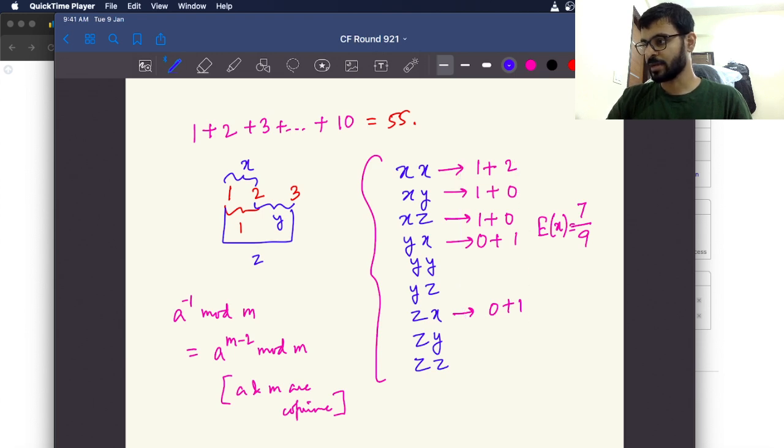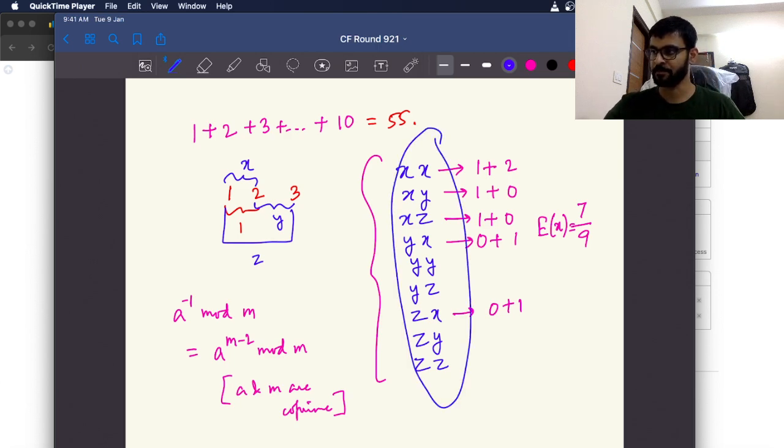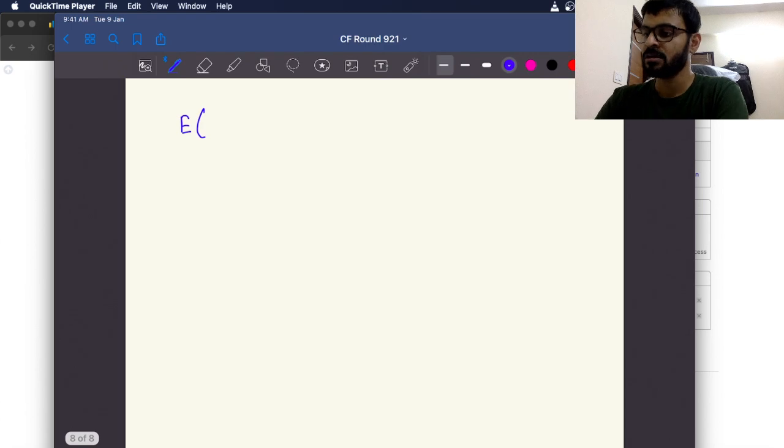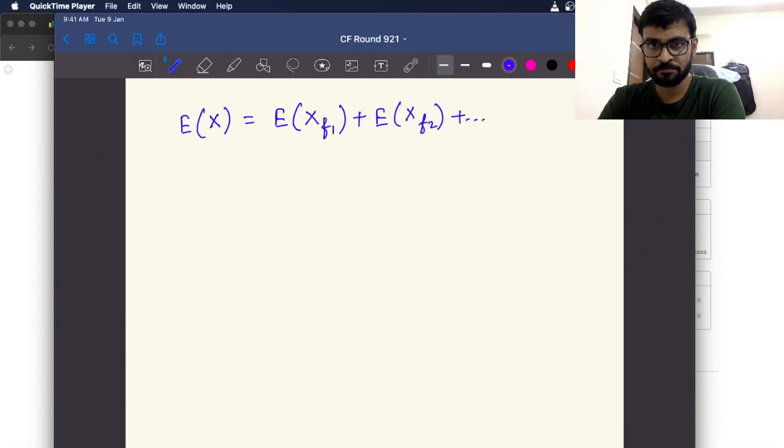XX is 1 plus 2, XY you have 1 plus 0, XZ in that case you have 1 plus 0. So I'm basically checking what the value is for each of these possibilities and then finding the average. There are 9 possibilities in total, so divide by 9. Now I'll say the final value E of X is E of whatever I get from my first friendship pair, whatever I get from my second friendship pair, and so on. This is the formula we use for expectation.